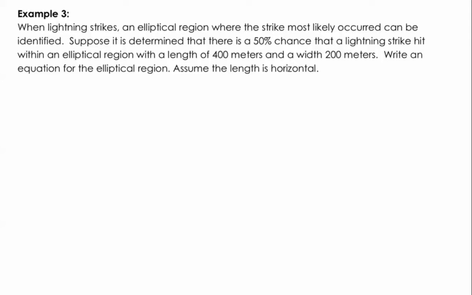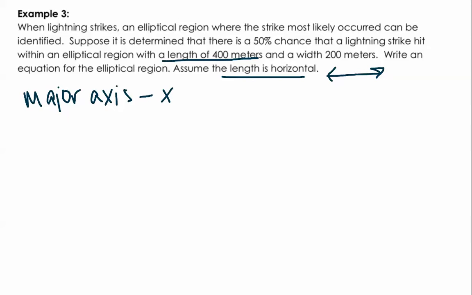Assume the length is horizontal. So the length of 400 meters, that's larger than the 200. So if the length is horizontal, horizontal is left and right, so that means my major axis is going to be horizontal, which is parallel to the x-axis.